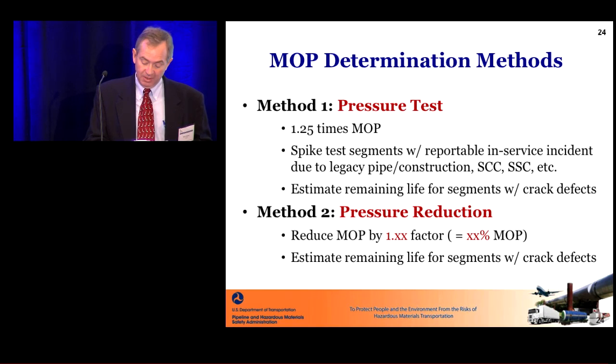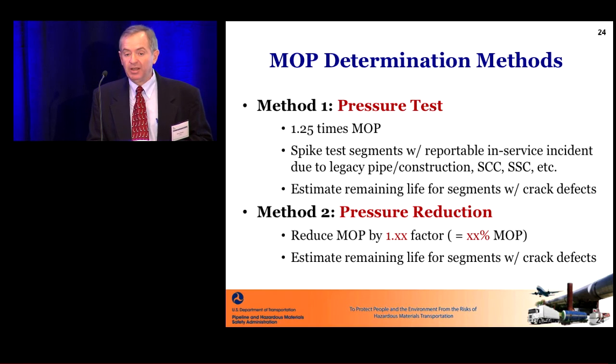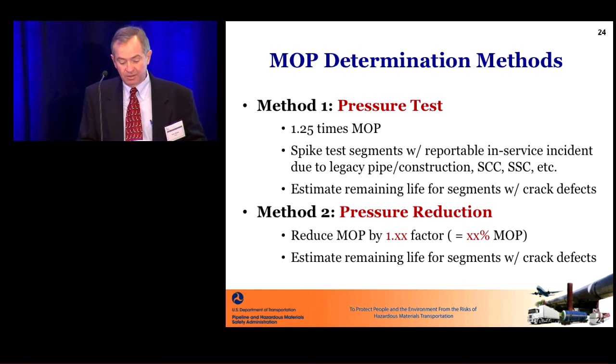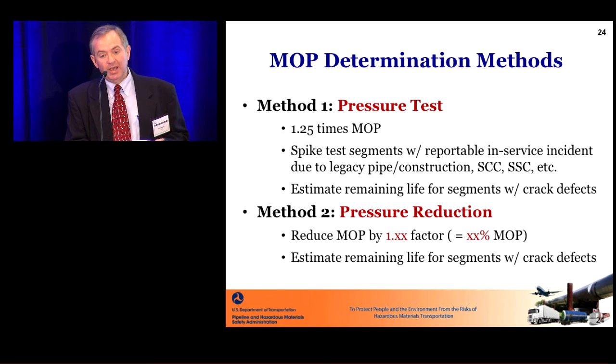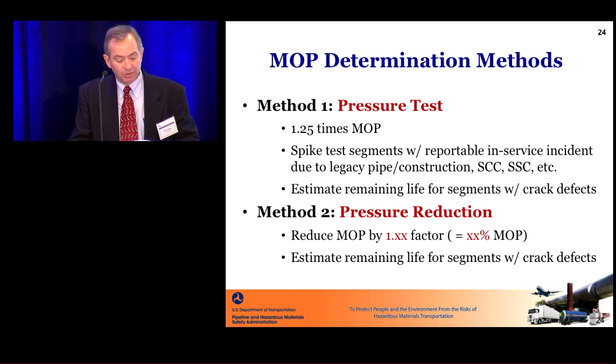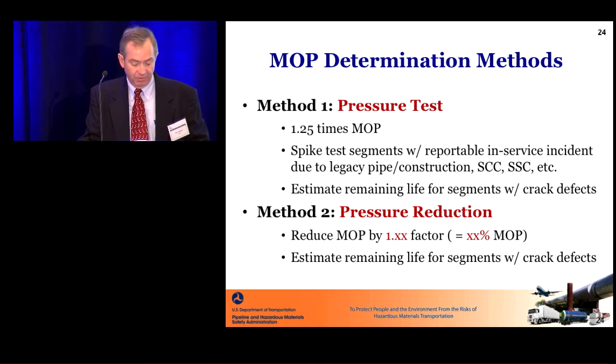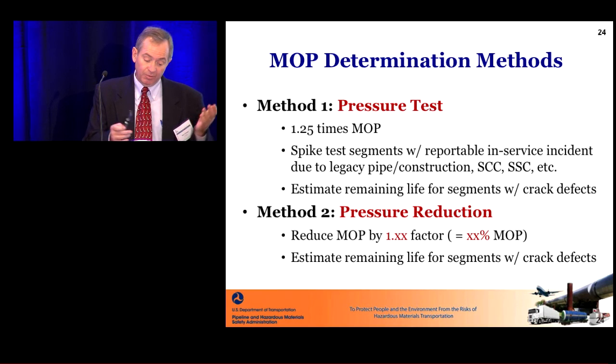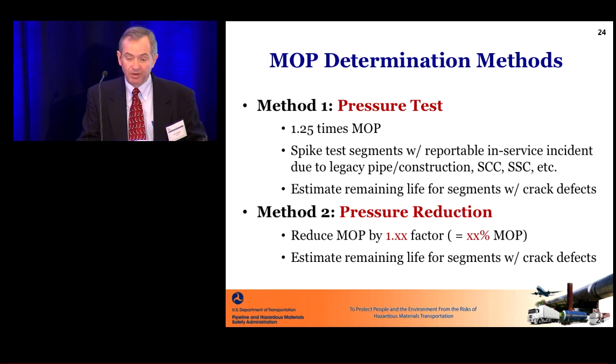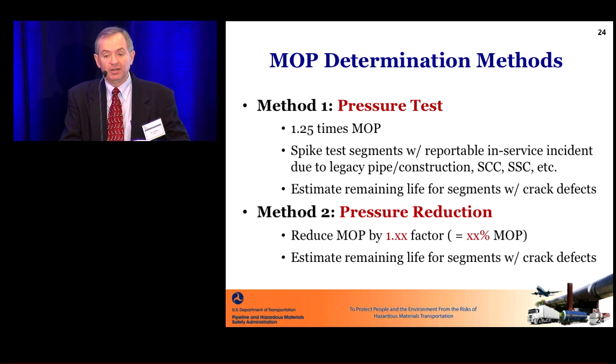The spike test segments, again, where do we use it? Is it for stress corrosion cracking, selective seam corrosion? What type of legacy issues should we be using spike tests for? And again, when we use a spike test, should there be an estimate of remaining life when you do that? Or do we just rely upon being under IMP, being 5 years? What do we do there?